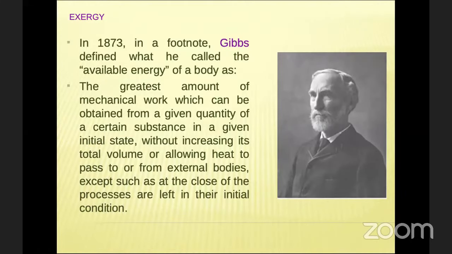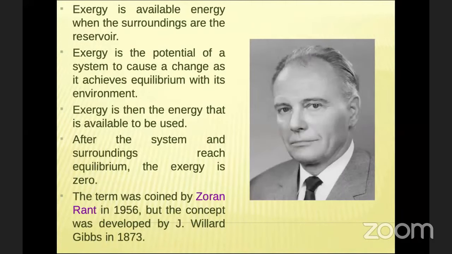So from the energy, what is the maximum useful energy that we can generate? That is called available energy, maximum available energy, maximum useful energy. All are different terminologies for exergy. Exergy is the available energy when the surroundings are the reservoirs. Exergy is the potential of a system to cause a change as it achieves equilibrium with its environment. So exergy is energy that is available to be used. After the system and surroundings reach equilibrium, the exergy is zero. So exergy can be zero. Though the terminologies were used by Gibbs, the term was coined first by Zoran Rant in 1956 only, but the concept was developed by Gibbs in 1873 itself.